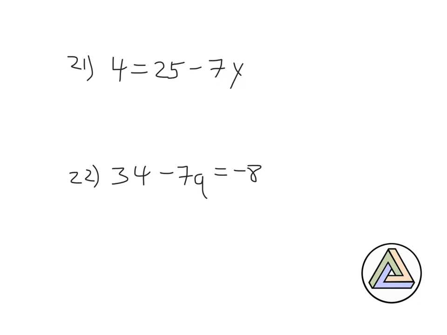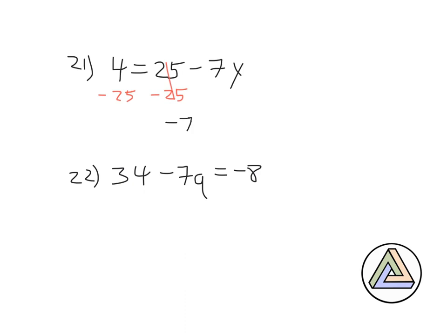So we have a y over here. I'm going to want to keep the y over here. All right, so let's get rid of this 25. So the 25 gets gone by subtracting 25 from both sides. What does that leave over here?